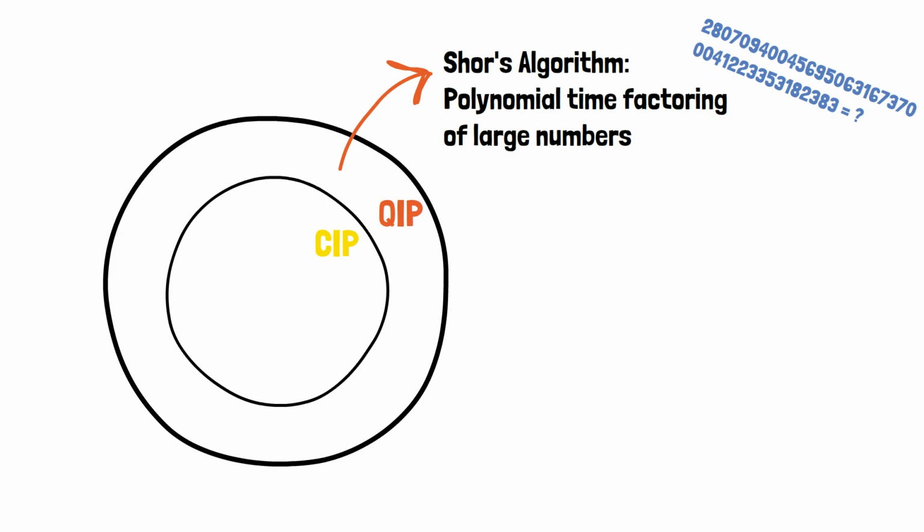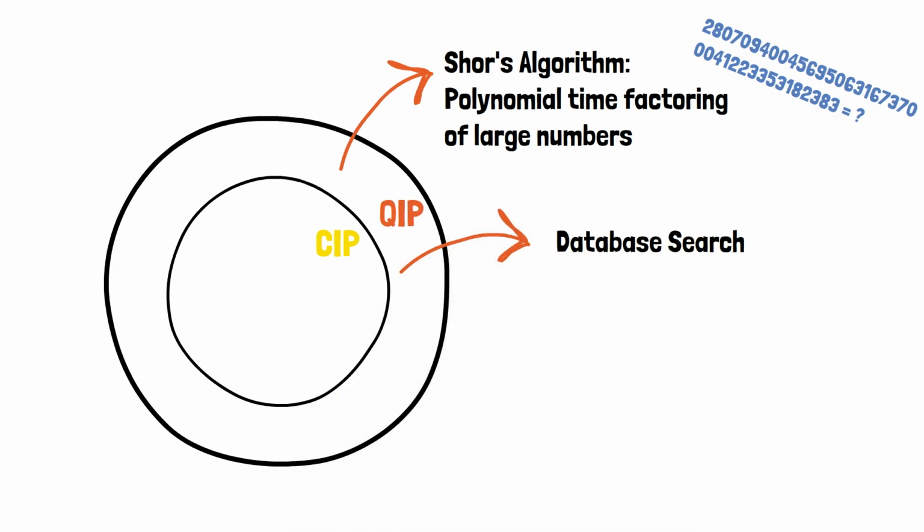Another example is database search, which uses an algorithm developed by Lov Grover to find a specific element of information quickly from a large database. It's like finding a needle in the haystack. It may take a long time to find a desired element of information with a classical computer, but with a quantum computer, there is a real speed up.